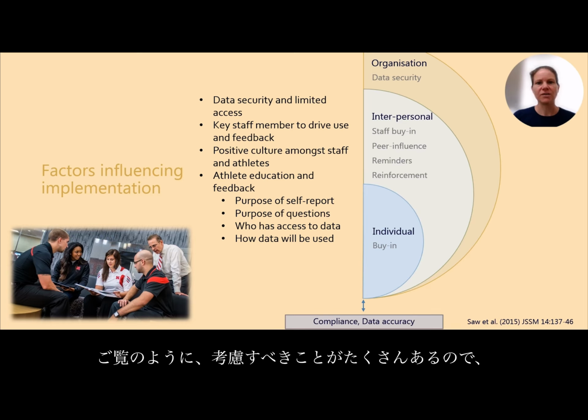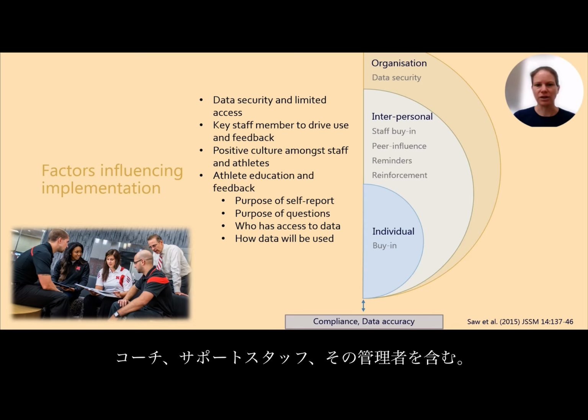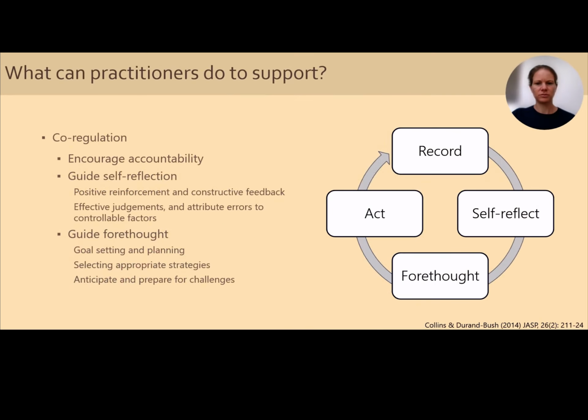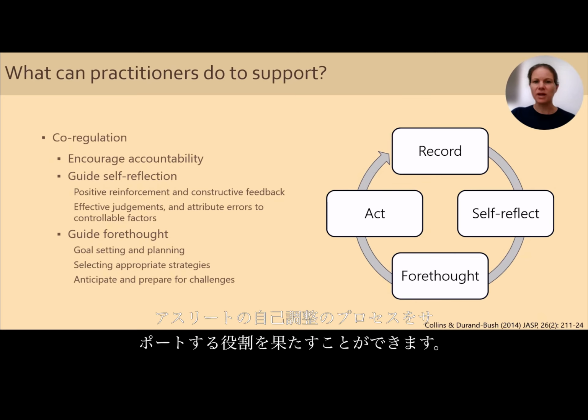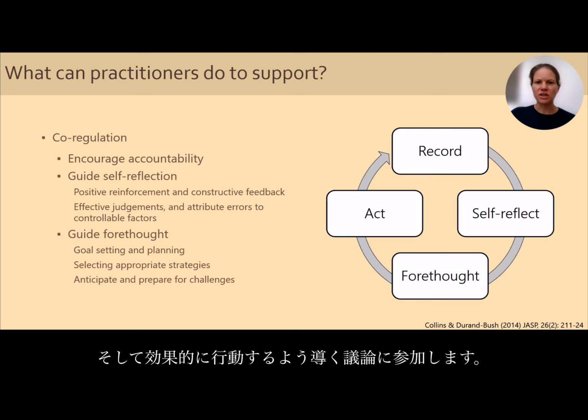As you can see, there is a lot to consider, so this needs careful thought and discussion amongst all staff, including the coach, support staff, and their managers. Once the measure is established, practitioners can play a role in supporting the process of athlete self-regulation by engaging in co-regulation. Encourage accountability and engage in discussions which guide the athlete to self-reflect, plan, and act effectively.